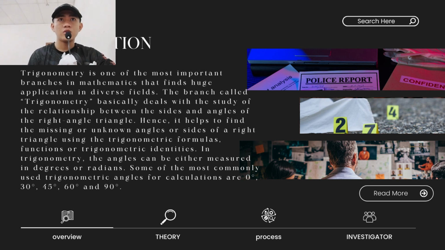In trigonometric functions or identities, the angle can be measured in either degrees or radians. Some of the most commonly used trigonometric angles for calculation are 0, 30, 45, 60, and 90.